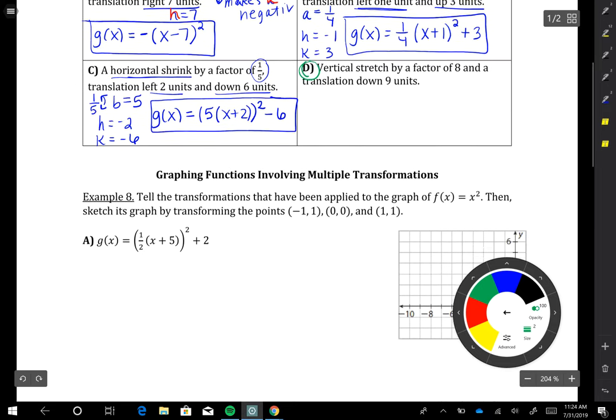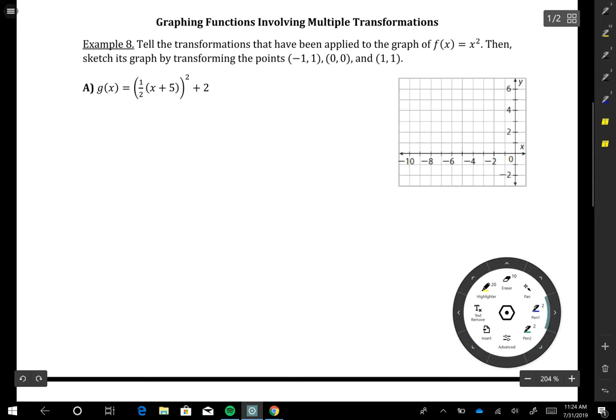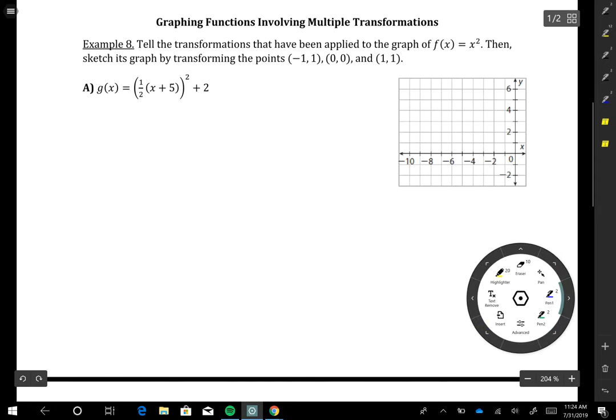We are going to do one example of graphing functions using multiple transformations and save the rest to practice together in class. So, tell the transformations that have been applied to the graph of f of x equals x squared. Then sketch its graph by transforming the points -1, 1, 0, 0, and 1, 1. Those are our original graph points. So I'm going to go ahead and plot the parent function as much as I can fit. Here are the 3 points that we actually are transforming. You could plot the 2, 4, and negative 2, 4 if you want to see the original shape. Okay, so that's our parent graph.